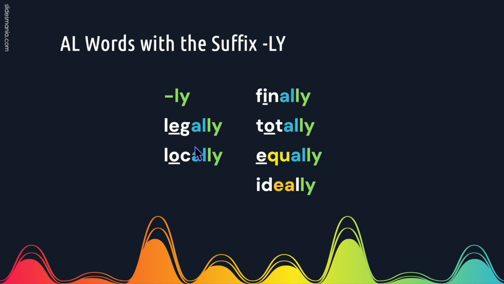Now, the AL at the end of a word having a muffled sound refers to the end of a root word. You can add suffixes and it keeps the muffled sound. For example, in these words, we're adding the suffix ly. So we have legally, locally, finally, totally. QU says qu: equally. EA says E in this word: ideally.